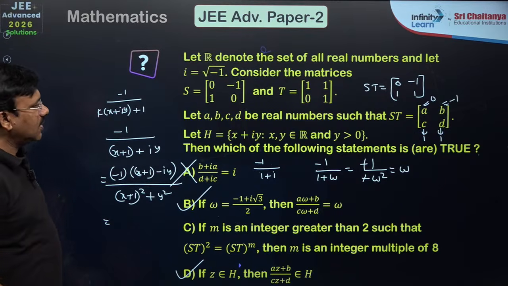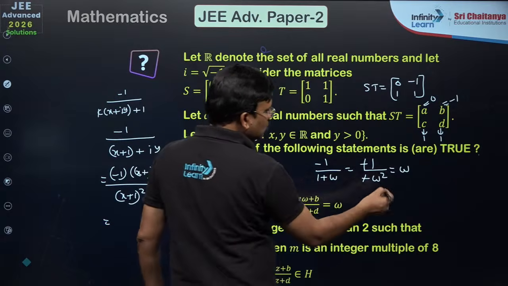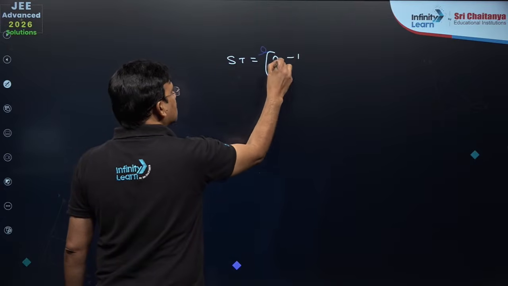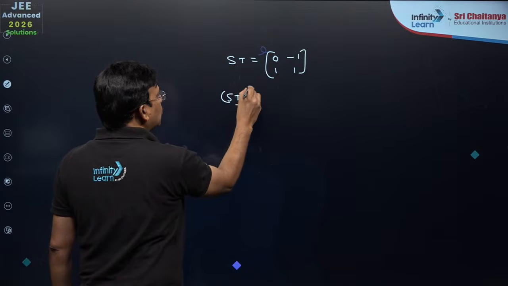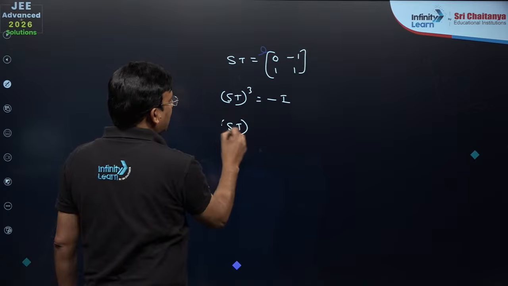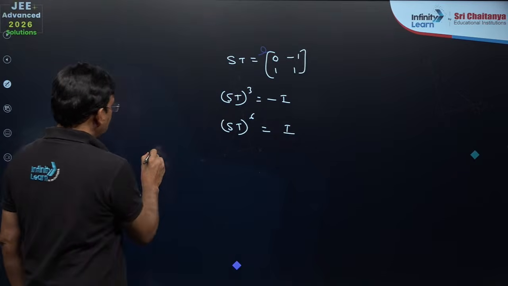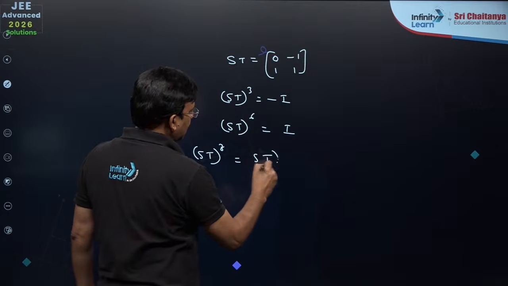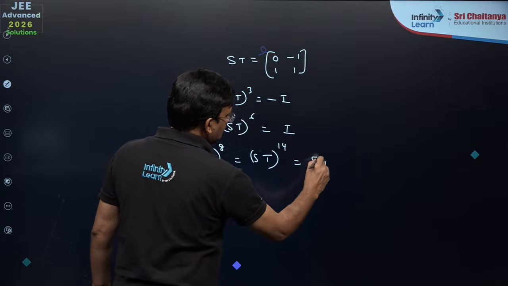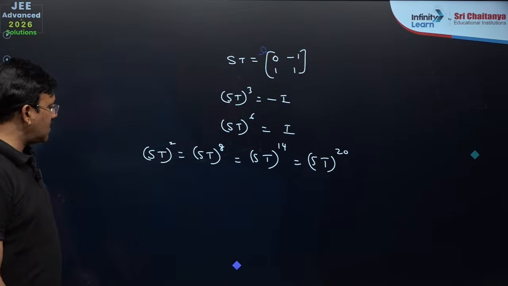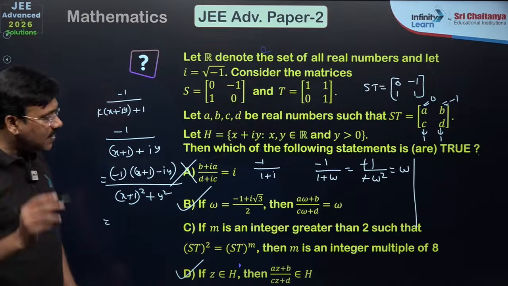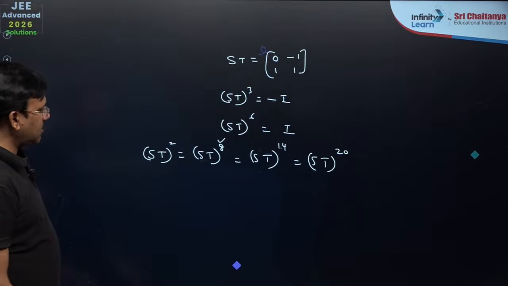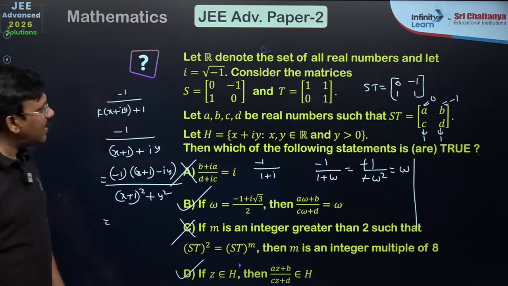Next, coming to option C, here the ST matrix is very clear. You will get ST is going to be 0, minus 1, 1, 1. You just find ST cube, you will get minus I. ST power 6 is going to be I. Now, he said ST square is equal to ST power 8, which is equal to ST power 8 plus 6, 14, which is S is equal to 20. But he is saying ST square is equal to ST power m, where m is an integer multiple of 8. So, here okay, but not every time. So, this option is going to be absolutely wrong. So, BD is the right answer.